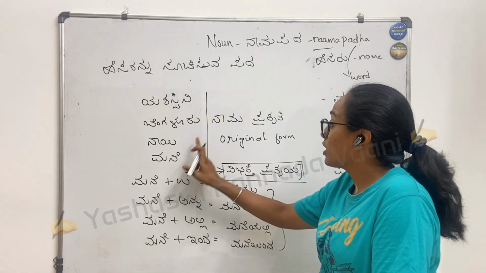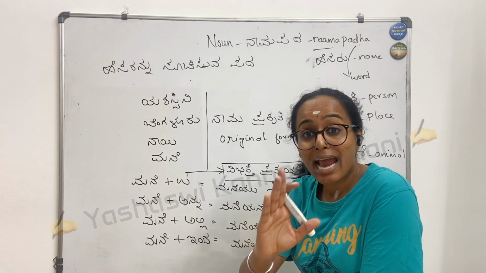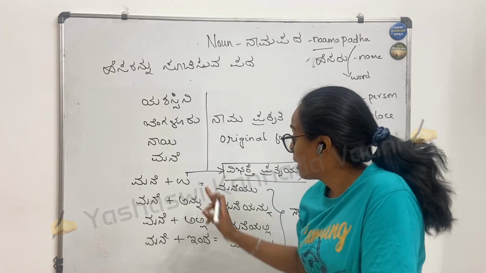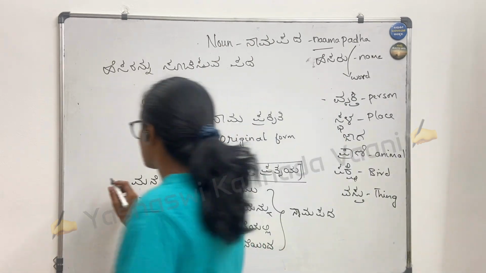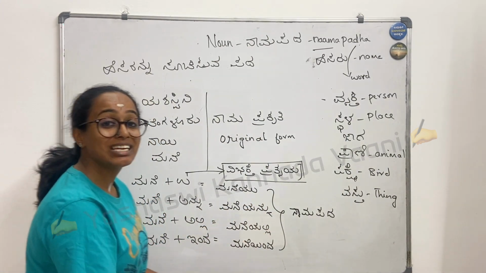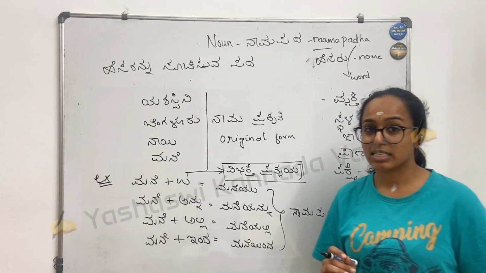So this is called Nama Prakruti, the original form. To that I am adding the suffix, which is called a Vibhakti Pratyaya. Like this, these are the examples. Okay, so that will give me the one final word. That word is called a Namapada. This is very, very important.